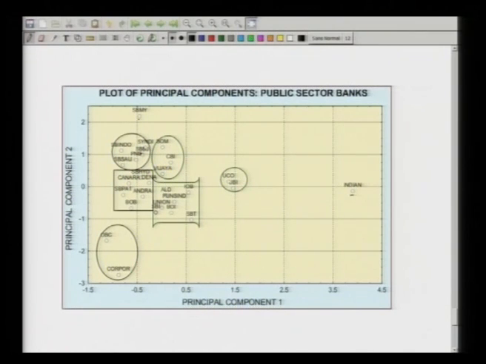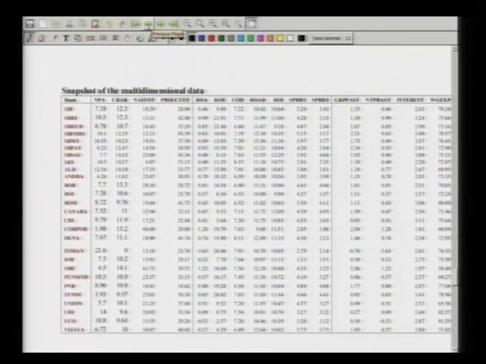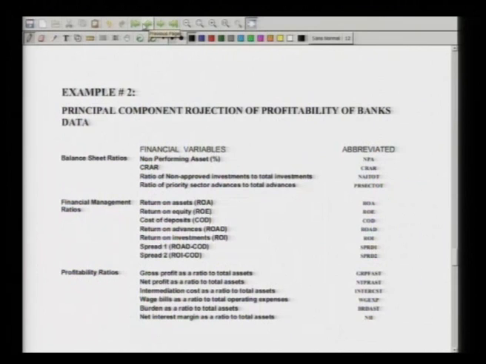The data period is probably not mentioned here. It's not mentioned with respect to that data period. It is also old data, maybe data of the 1990s, and these are the financial variables that we have here. These are the characteristics giving you the dimension of the data, and the observations, you have the number of banks, right.